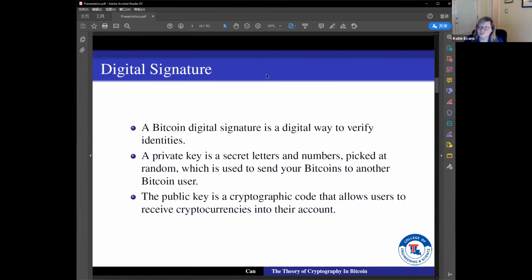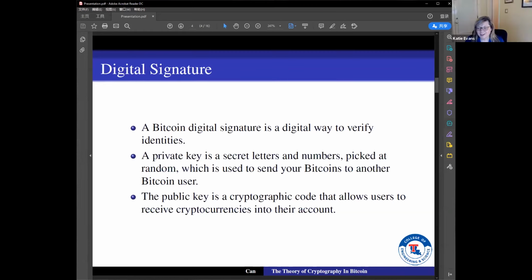Over in the chat, Dr. Walters has said, so you're using this for signatures. Yes. Well, signatures are one part of the Bitcoin system. The hash function is basically the secure component used in the Bitcoin system. Okay.